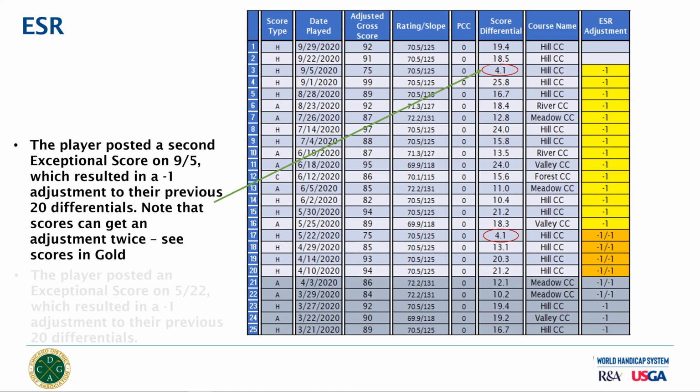On September 5th, the player posted a second exceptional score, which resulted in a -1 adjustment to their previous 20 differentials. Now you will see that the player can actually get an adjustment twice, which are the gold scores. Scores 17 through 20 here have a -1 adjustment because of the 2 exceptional scores that were shot. The first one on May 22nd and the second one on September 5th.